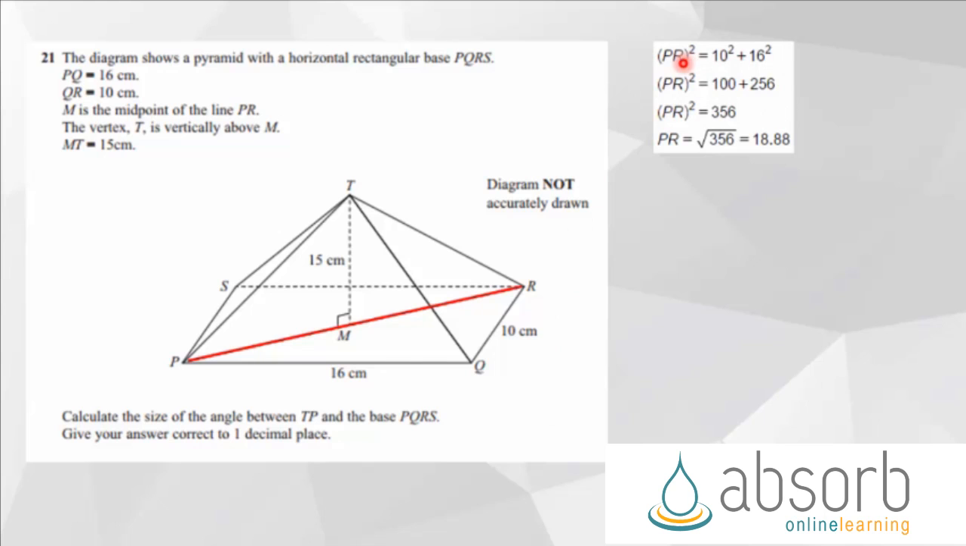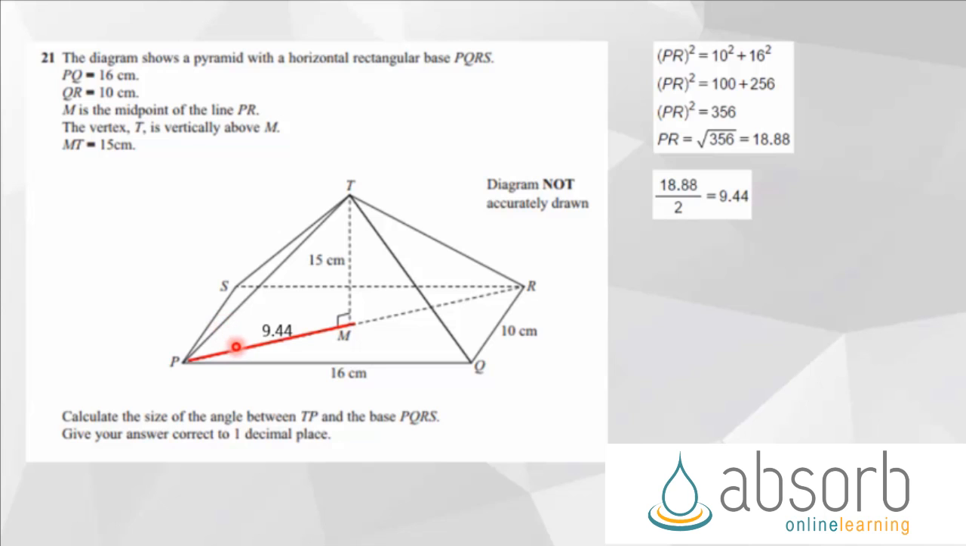So PR squared, that's this line here, is equal to 10 squared, this line, plus 16 squared. So the basic layout of Pythagoras, and we work our way down and we find that the answer for the full length there is 18.88. But in actual fact what we want is half of that, because we're really interested in the line here, which is PM, and halving the 18.88 gives us an answer of 9.44. Now we have a right angle triangle here, TPM, which has this side and that side, and we want to find this angle in here.